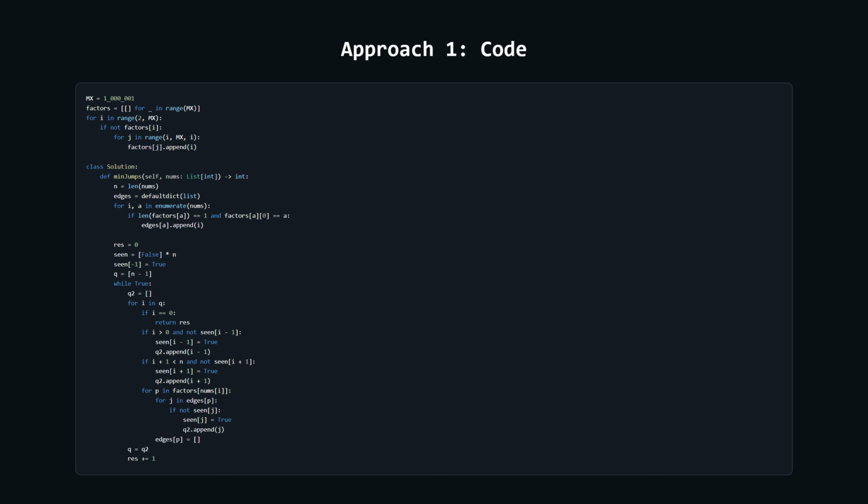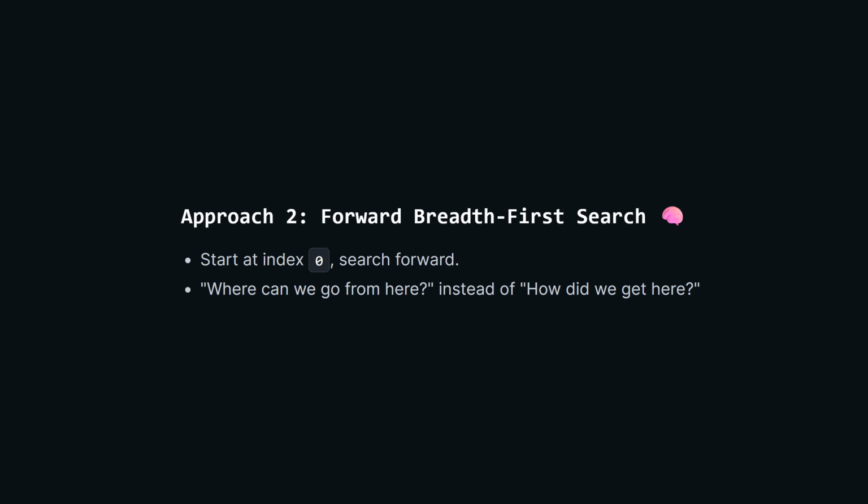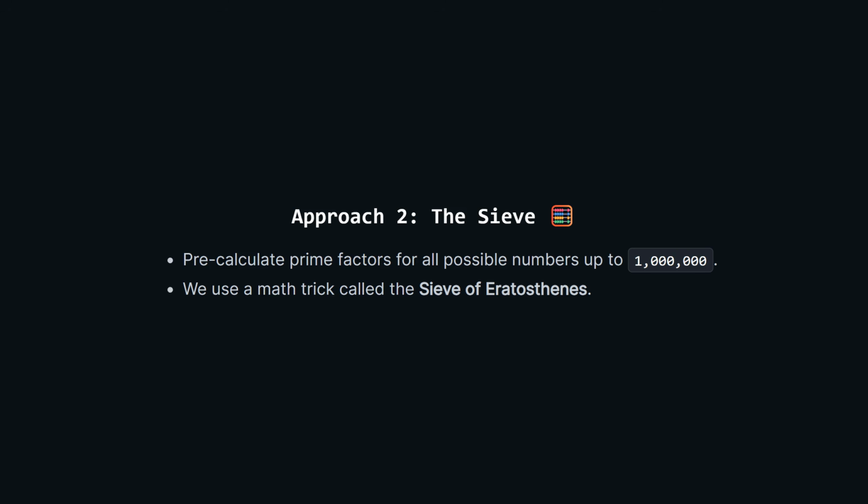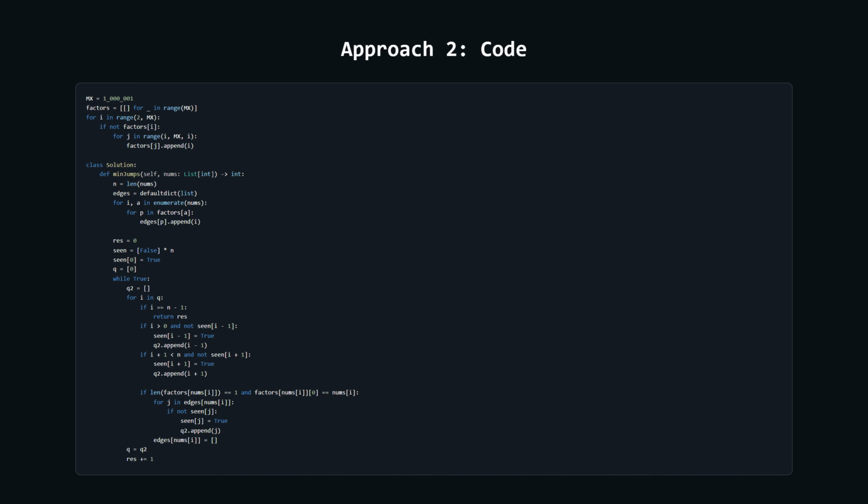Actually, there's a second approach that I think makes even more sense logically. The second method is a forward breadth first search. Instead of starting at the end, we start right at index 0 and fan outwards. It changes our thinking to simply ask, where can we step from our current spot? For this to be fast, we can't be checking if numbers are prime on the fly. Instead, we pre-calculate the prime factors for every possible number up to 1,000,000, using a famous trick called the Sieve of Eratosthenes. And here is the code for the forward approach.